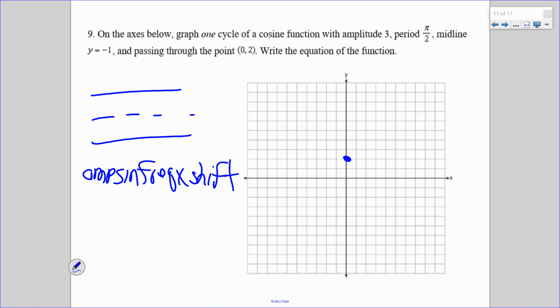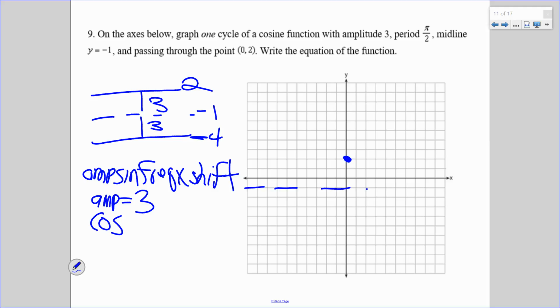It has an amplitude of 3. So let's get that here. It's cosine. Now, is it positive or negative cosine? Well, if the midline is at -1 and it passes through 0, 2, then this must be the max, since it's above the midline. So the max is going to be 2, which means the amp is going to be 3, which it says anyway, which means the min is going to be -4. Now, because it's starting above the midline, it's going to be a positive cosine.